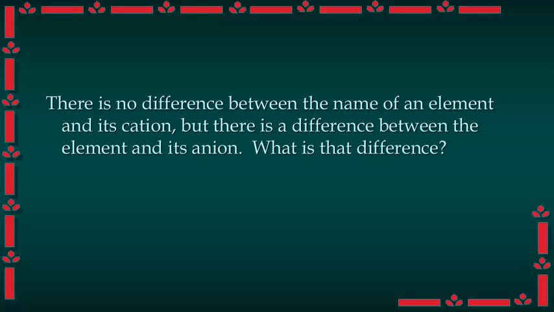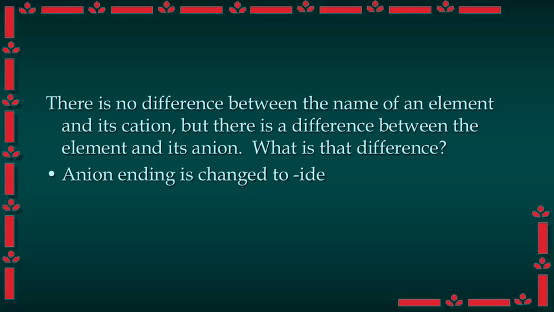What if you're a non-metal and you gain electrons? Your name changes. It changes to -ide. Anion's name changes to -ide. So if you're a non-metal and you gain electrons, you change your name to -ide.